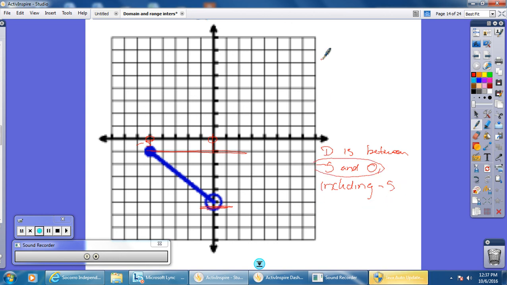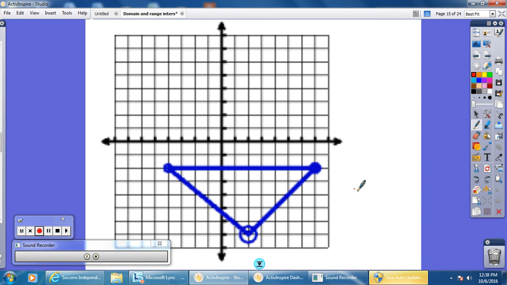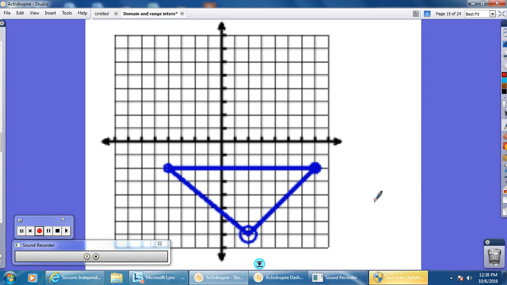And the range is between -5 and -1, including -1. So that's how you're going to write. So I've given you a couple of examples on how to use your inequality signs and how to write. There you go. So you're going to do the domain and the range. The domain is between, and the range is between, including.